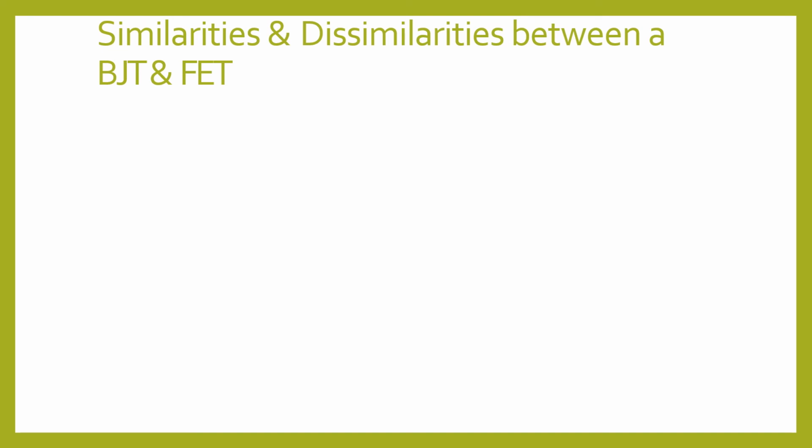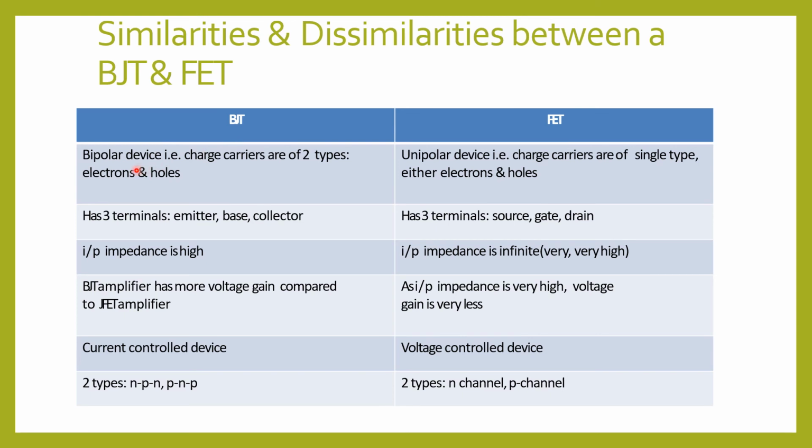Now we will distinguish between BJT and FET. BJT is a bipolar device, that is, the charge carriers are of two types, the electrons and the holes, and as said, FET is a unipolar device, where the charge carriers are of a single type. BJT has three terminals called emitter, base, collector. FET also has three terminals, but they are named source, gate and drain. Input impedance of BJT is high, and in case of FET it is very high.